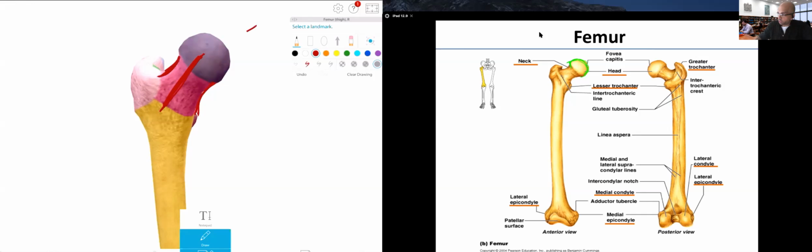So first here, this is gonna be my head of the femur. Next is gonna be the neck of the femur. And if you notice on here, we can see a large bony eminence on the opposing side to the head of the femur. We call this my greater trochanter.